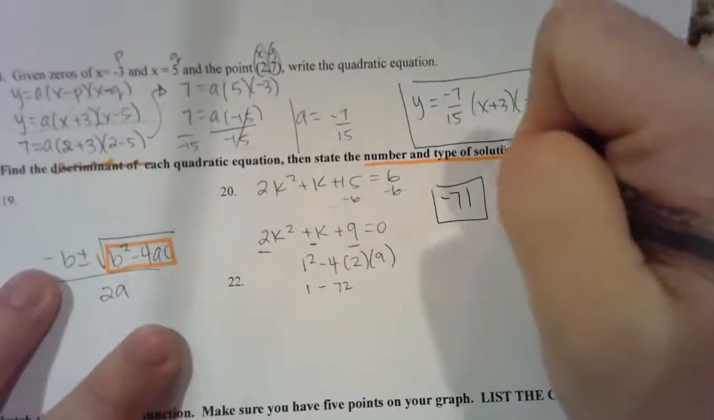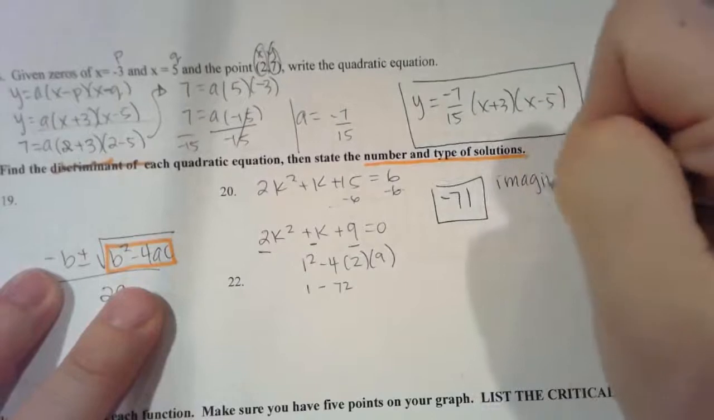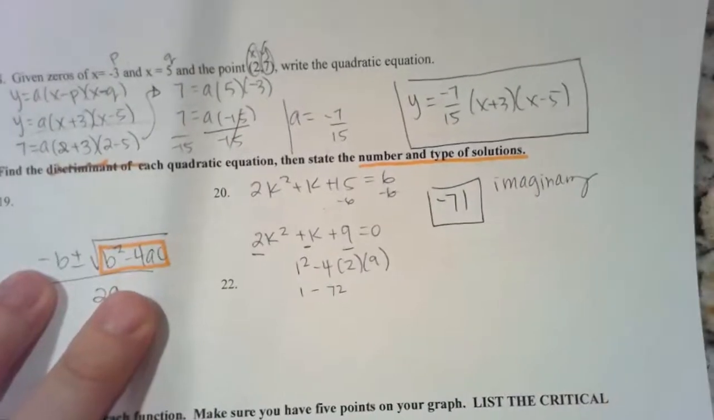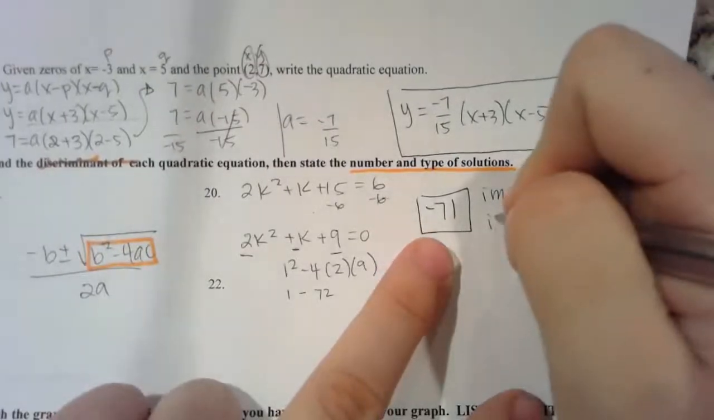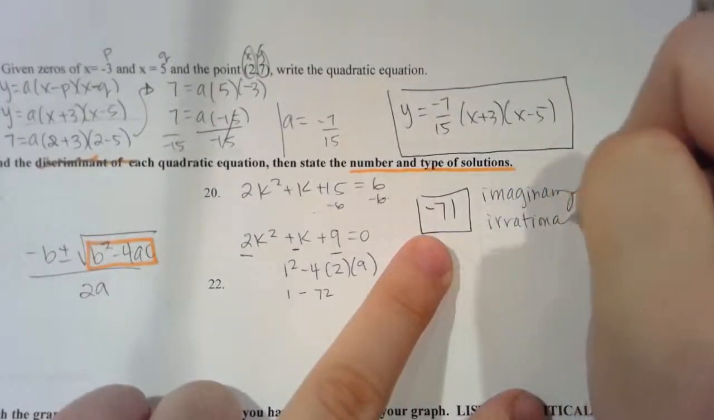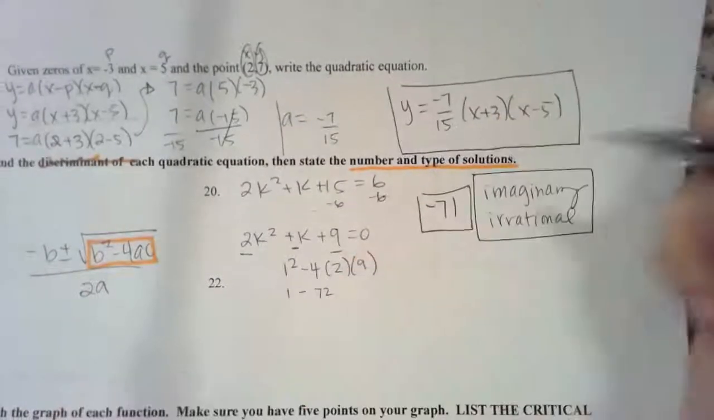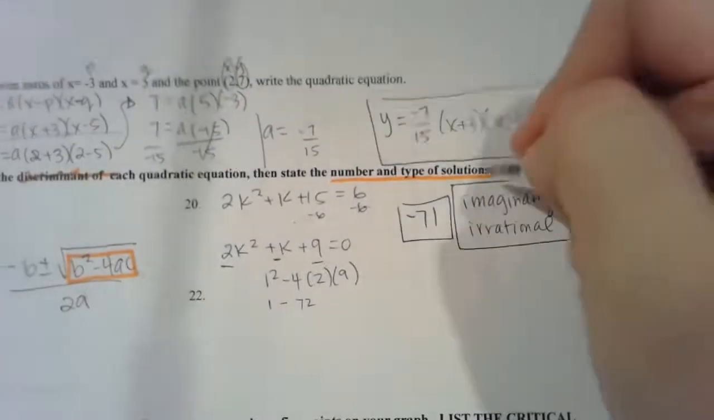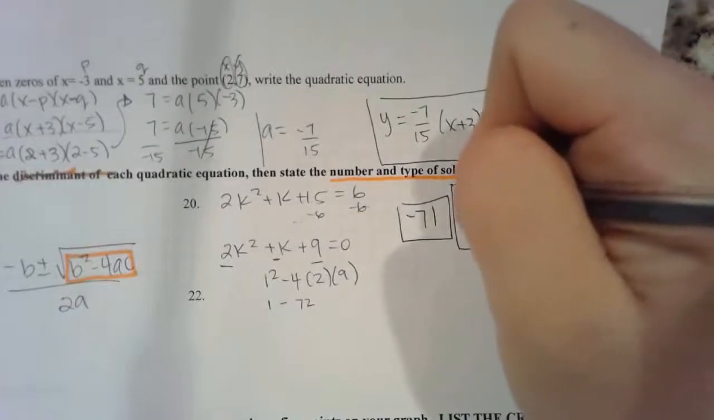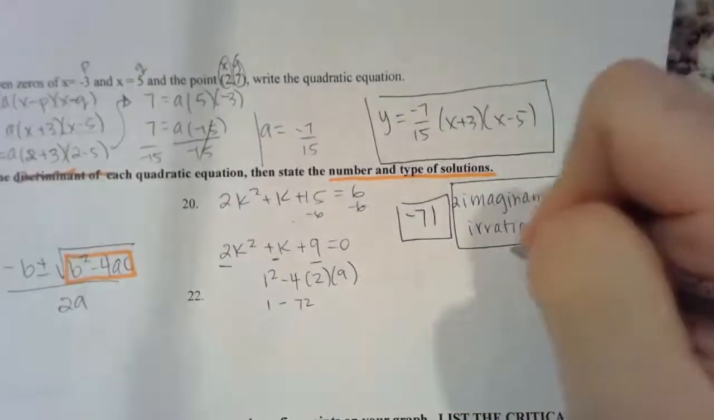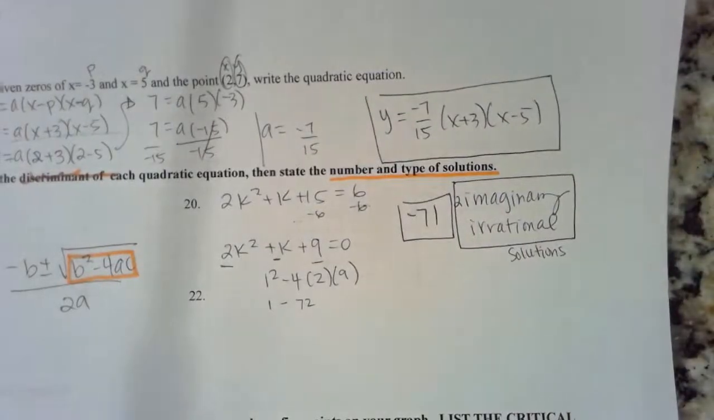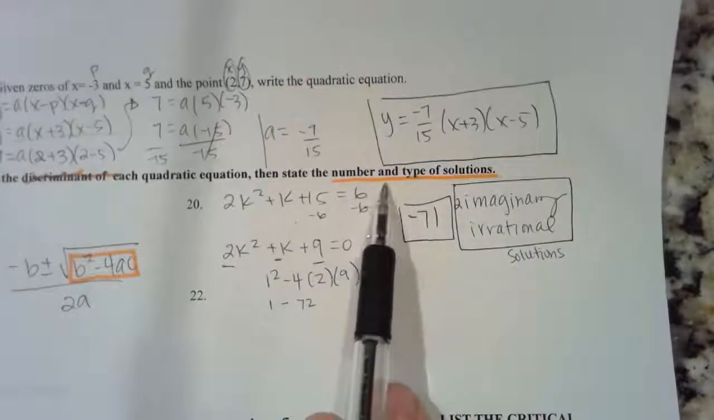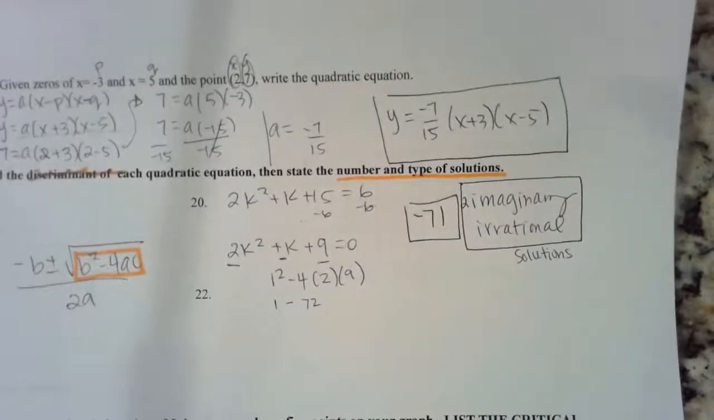Because it's negative, it's imaginary. Because it's not a whole number or not a perfect square, it is irrational. Oh, and there are two. Sneak that in there. Two imaginary irrational solutions. The number is 2, the type imaginary irrational. So we did that today in class.